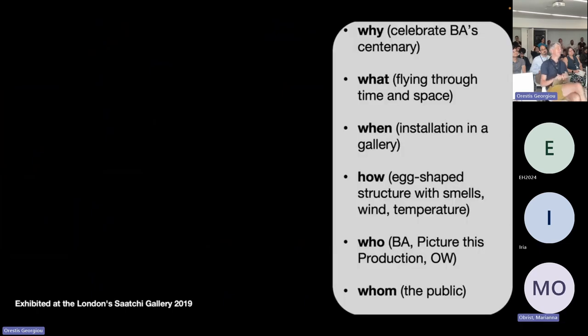Again, that gives an example of what a multisensory experience with different sensory elements could look like. And here the rationale, as you can see, was very much the 100th anniversary of BA. But this experience of flying through time and space with a specific installation in the Saatchi Gallery in London, then it went to Newcastle, and then lockdown happened. So unfortunately, the big egg didn't travel the world after that.